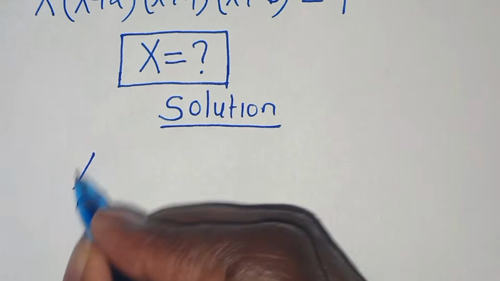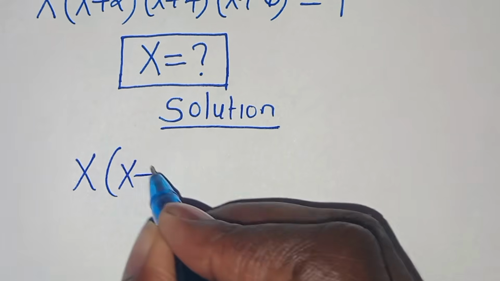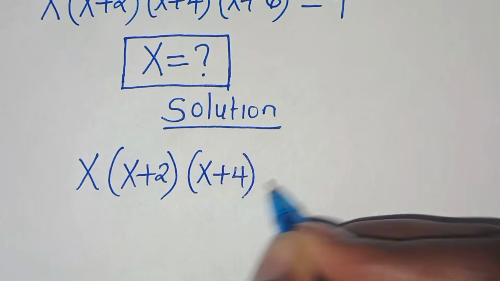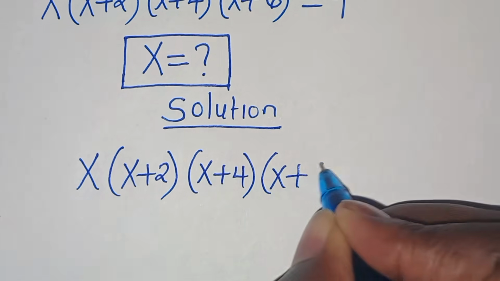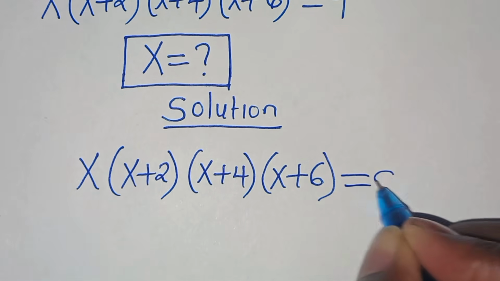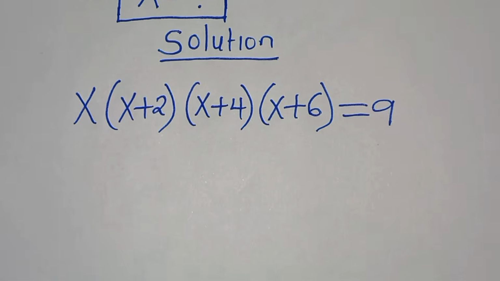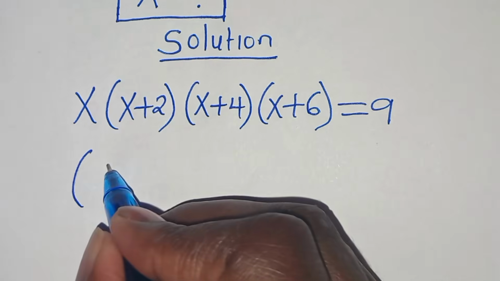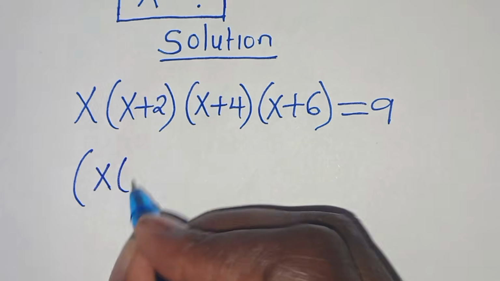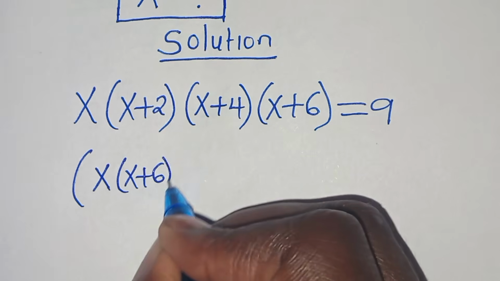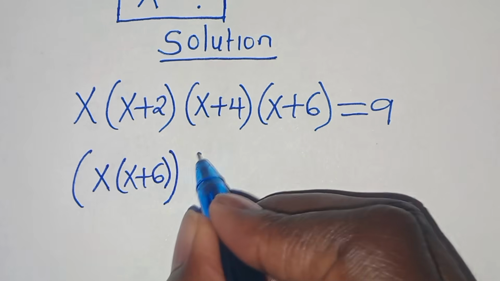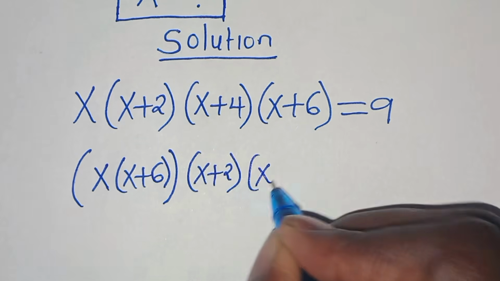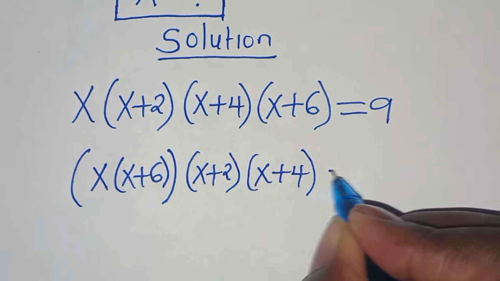So we have x multiplying by x plus 2, multiplying by x plus 4, multiplying by x plus 6. This is equal to 9. So the first step is to multiply x. Let's multiply x with x plus 6. Then we have x plus 2 multiplied by x plus 4. This is equal to 9.